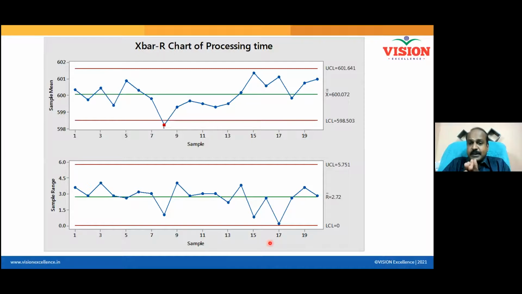If the R chart gives a signal, like you get a point outside the control limit, that means process spread is a problem. That actually means the variation within the batch is a problem. If the X bar chart gives a signal, that means the variation between the batches is a problem.